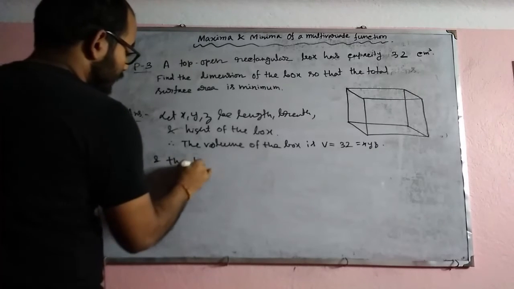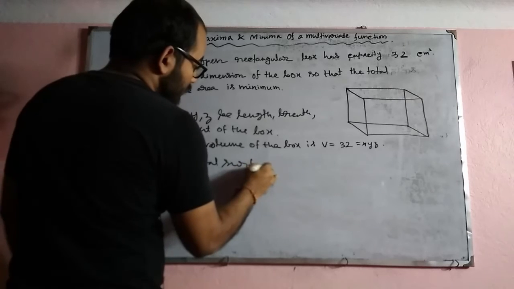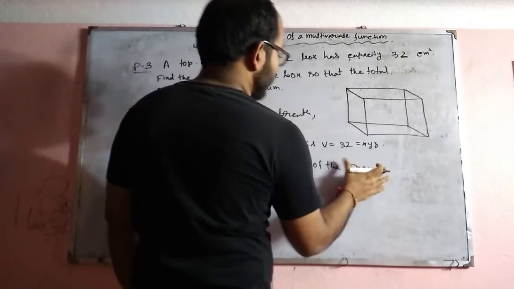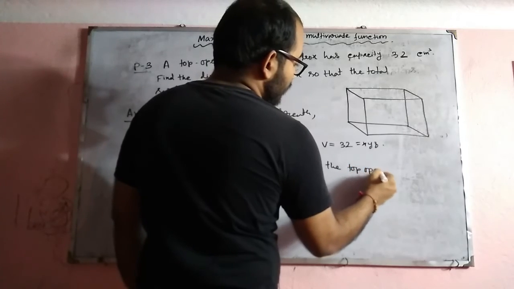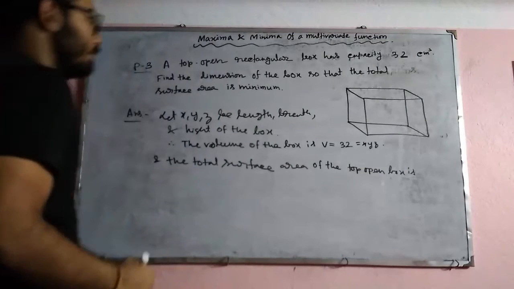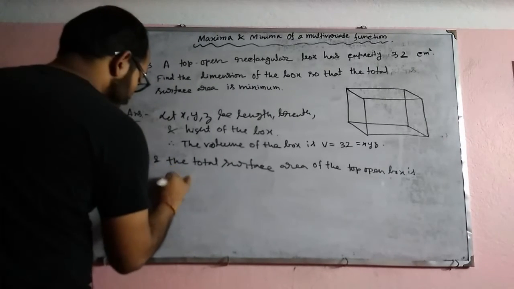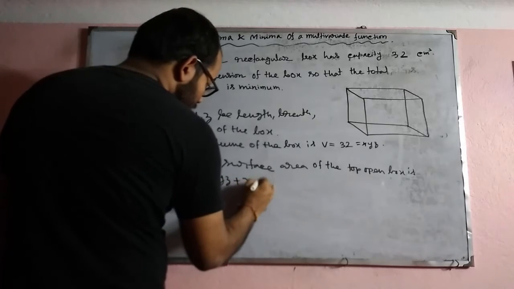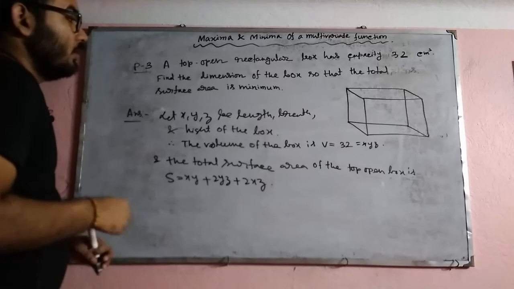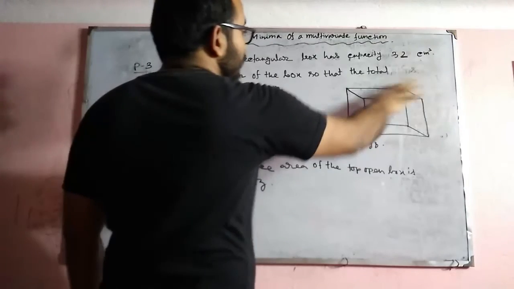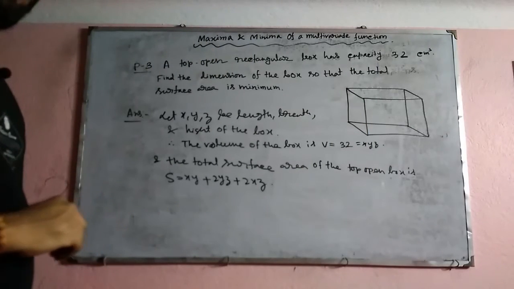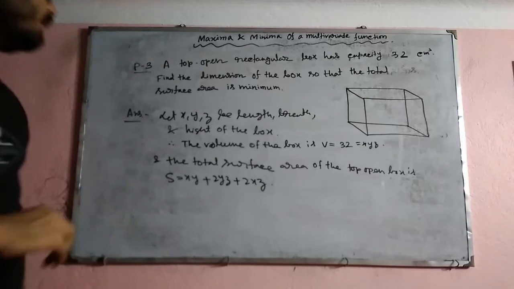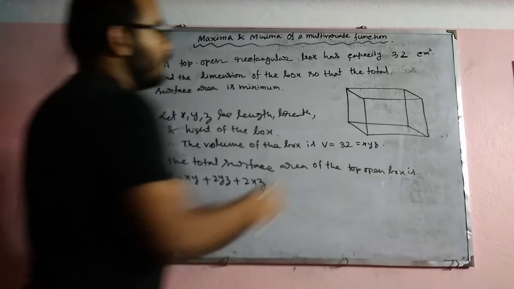And the total surface area of the top open box is equal to xy plus 2yz plus 2xz, okay, because this top surface is open, that is why we have not assumed the area of this surface.